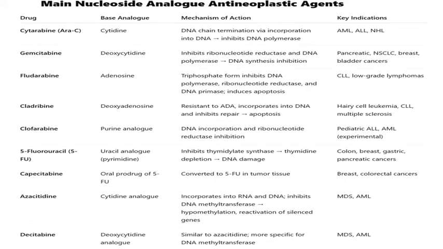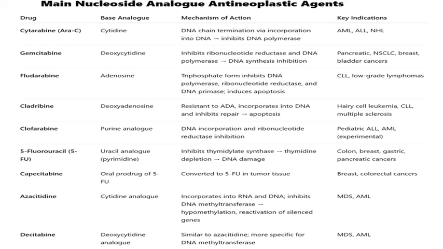Nucleoside analogs are a major class of antineoplastic, anti-cancer agents that mimic natural nucleosides and interfere with DNA or RNA synthesis, primarily targeting rapidly dividing cells such as cancer cells. They are used in treating hematologic malignancies, some solid tumors, and certain viral infections. Here's an evidence-based overview of the main nucleoside analog anti-cancer drugs, grouped by their structure, mechanism, and key clinical uses.